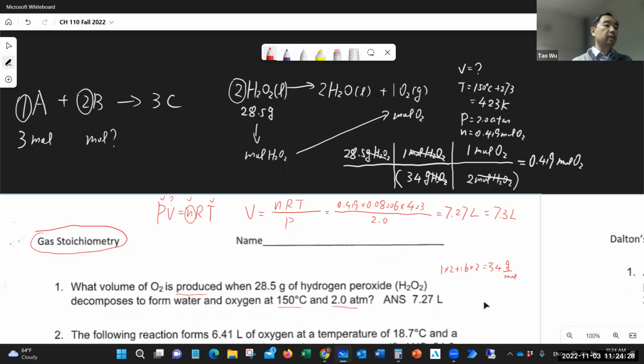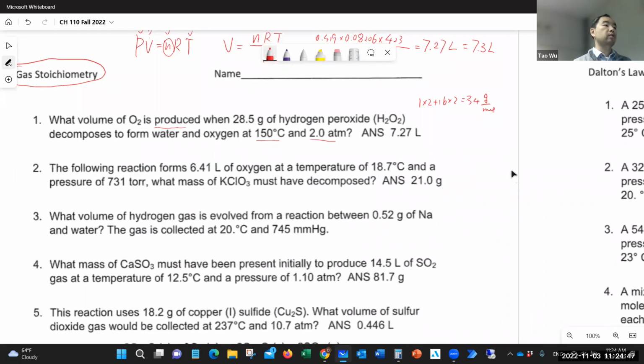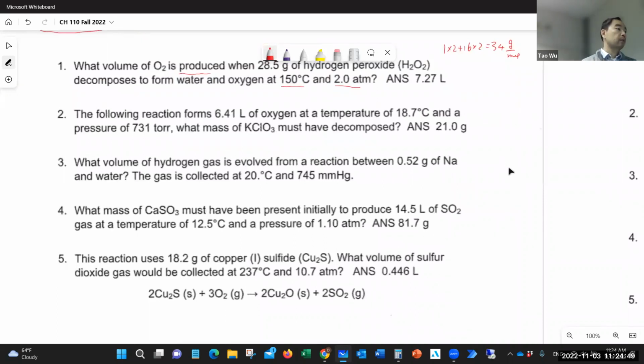And then obviously you can also go backwards, which means you first use the ideal gas law to figure out the moles of a gas, and then use the moles of a gas in the stoichiometry. This is what happens for the second question. So let's work on the second question.